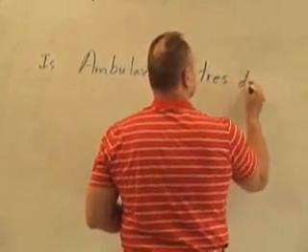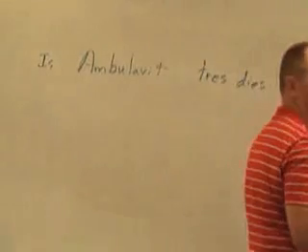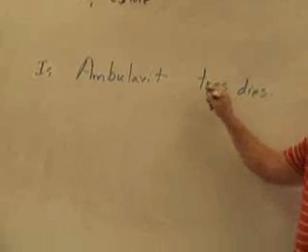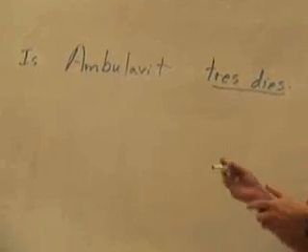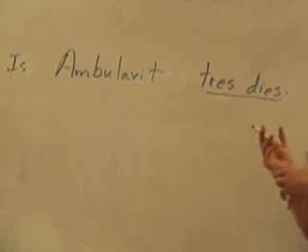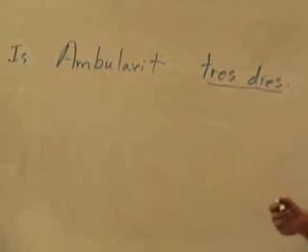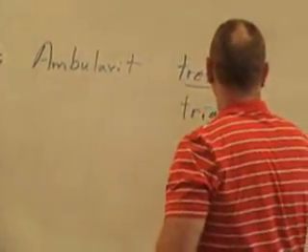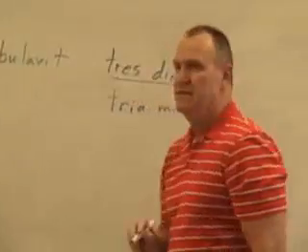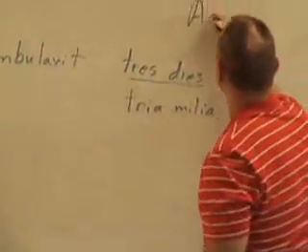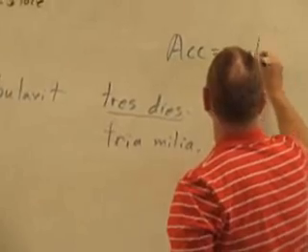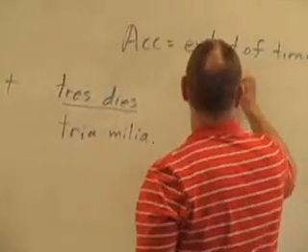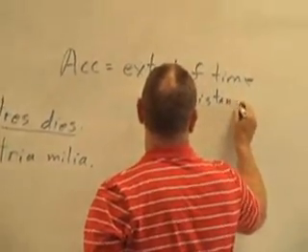Tres dias. Dias is a fifth declension noun, which you haven't had yet, but it looks a lot like the third declension, doesn't it? This is accusative. And it's accusative because it's time, how long. It's stretched out. He walked for 3 miles. It would be the same thing. Tria milia. Accusative. That's 3 miles. Now, so that's accusative is extent of time or distance. When you're stretching things out.